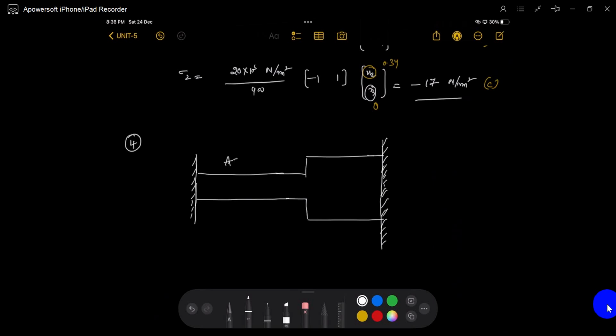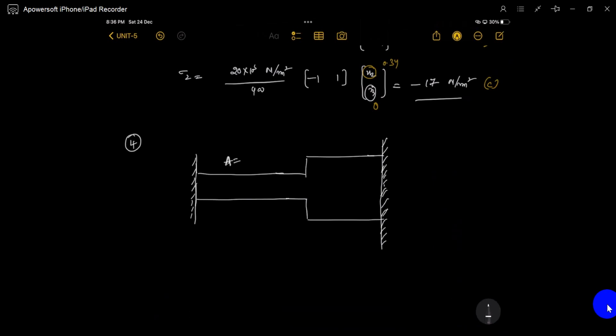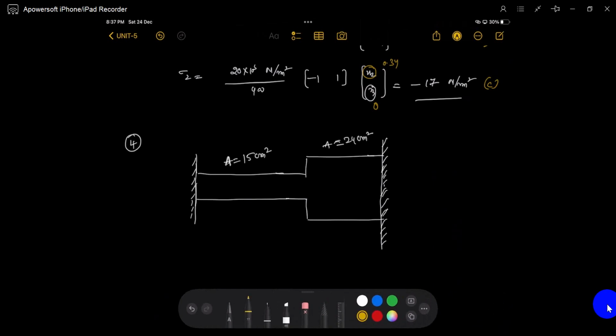This area is 15 centimeters square. This area is 24 centimeters square. The applied force is 10 kilonewtons. Here it is applied in the opposite direction, 20 kilonewtons, and the length is 75 centimeters. Up to this it is also 75 centimeters, and this is 60 centimeters.